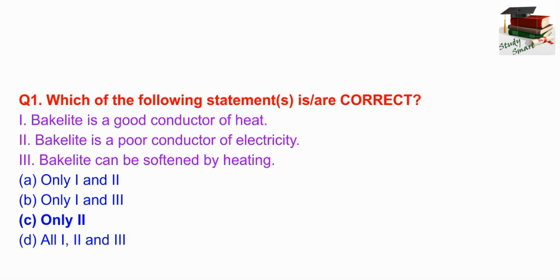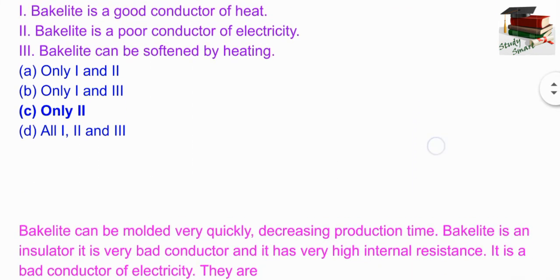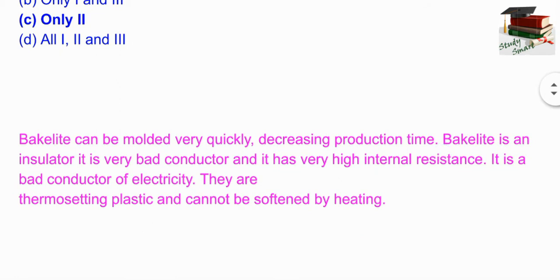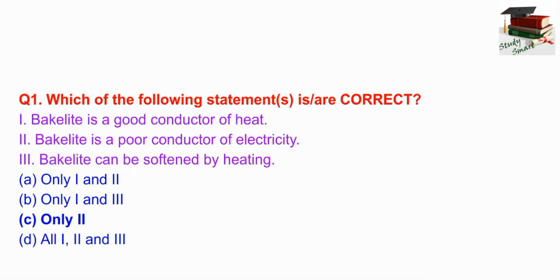First we see characteristics of Bakelite. Bakelite can be molded very quickly, decreasing production time. Bakelite is an insulator, it is a very bad conductor and it has very high internal resistance. It is a bad conductor of electricity. They are thermosetting plastics and cannot be softened by heating.